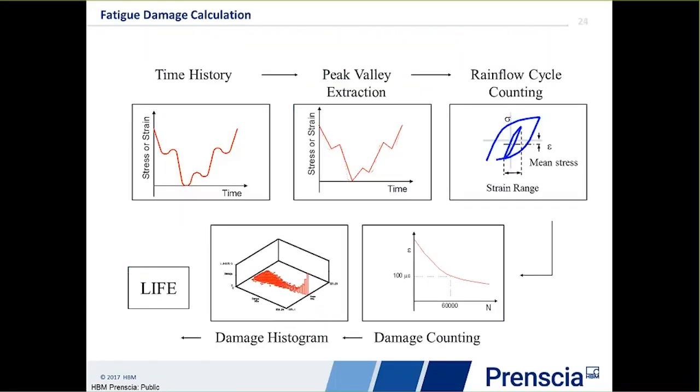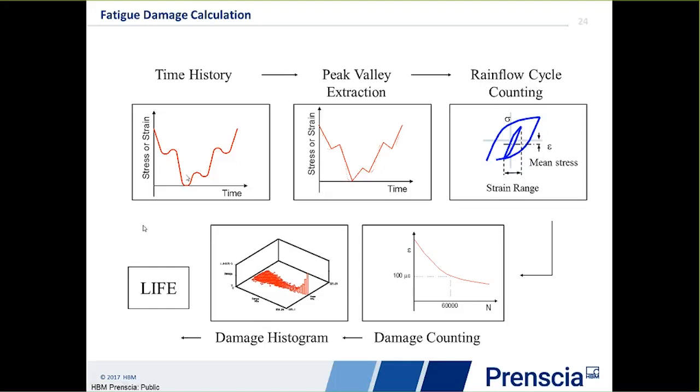So if I look at my standard fatigue calculation here, what I have is a load history. That load history gets rainflow counted, and it generates a series of cycles, stresses or strains, depending on whether I'm looking at stress life or strain life. Those cycles get compared against an actual fatigue curve, and each cycle generates an increment of damage. We sum up those damages, and we can calculate the life for our input loading.